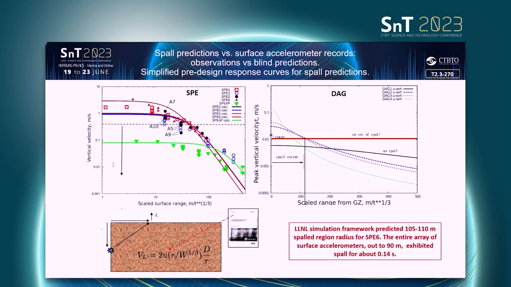We also developed a nice prediction for the spalls. Again, like I told you, it's the hardest one to predict. Not only can we predict them numerically, but we developed a reduced order model that can be used on the fly without having to go through all the simulations that I showed you. And we predicted most of the SPE right on, as well as the DAC shots.